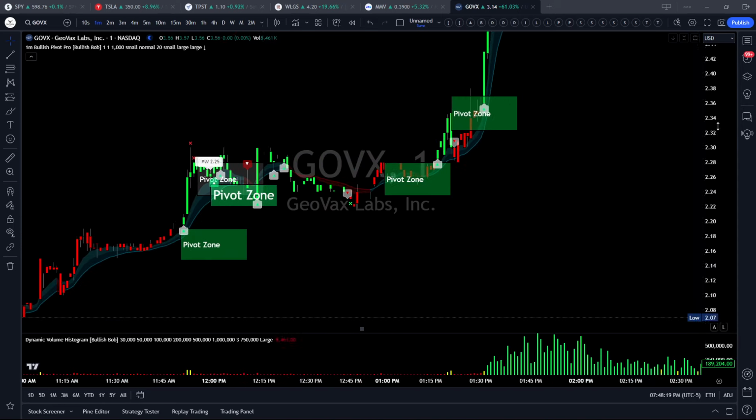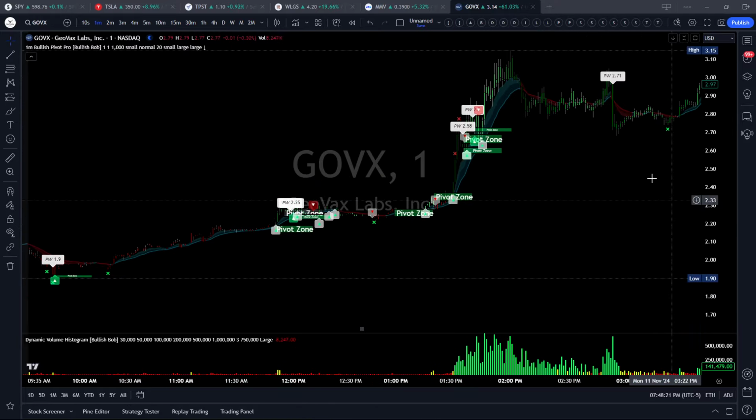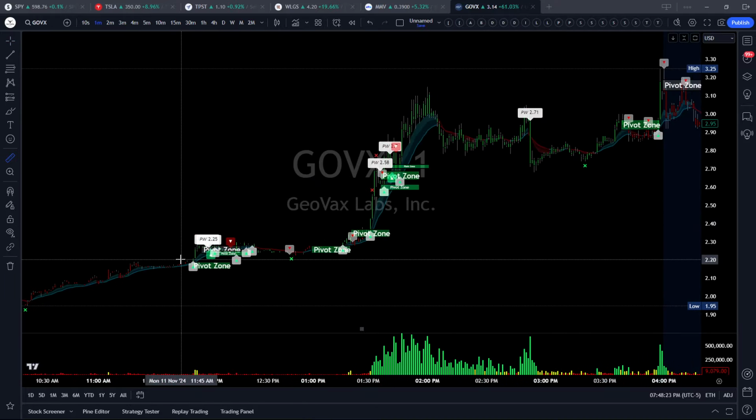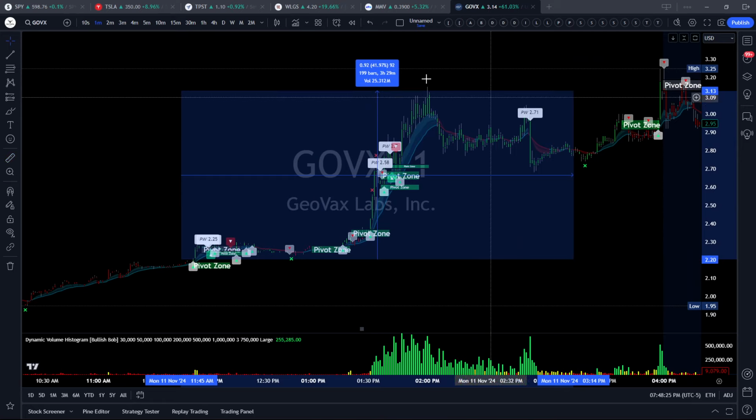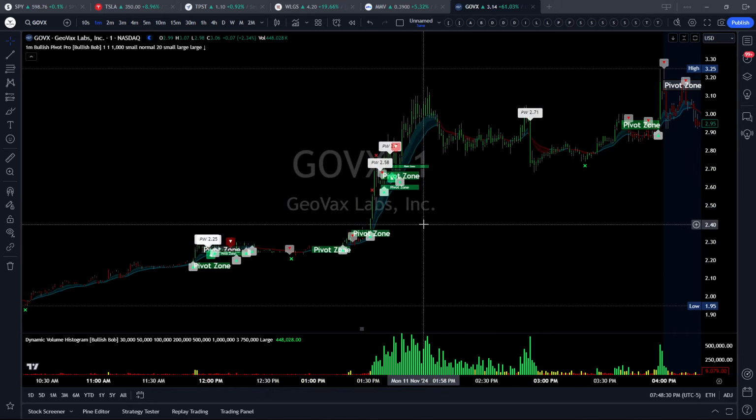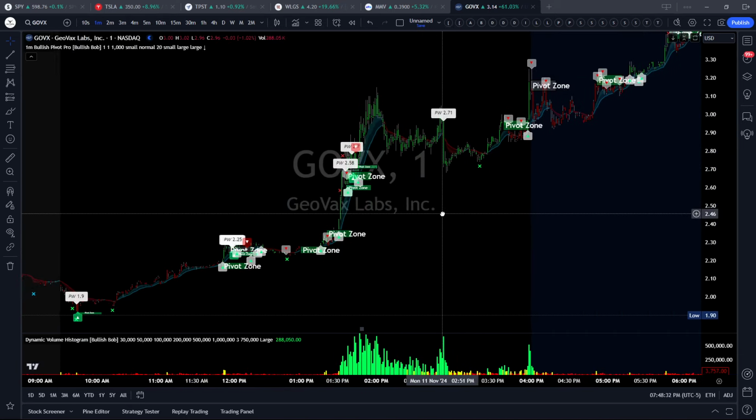And if you had your stop here and you're just holding onto this, look at this move. This is incredible. Measure this out. All of a sudden, you've got yourself a 41% move, almost $1 per share. And this is a 1 minute chart. So this is in less than half a day's time. You're getting yourself a really nice win, right?